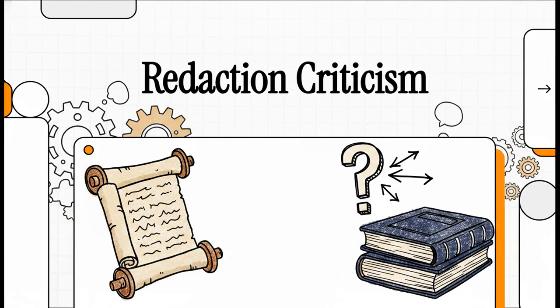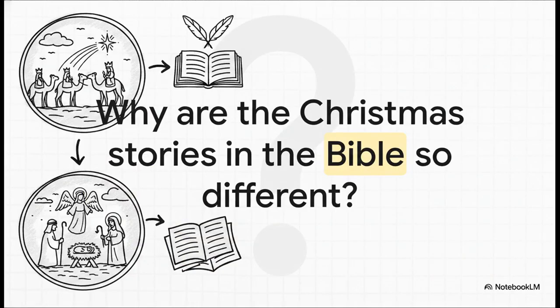Have you ever been reading an ancient text, maybe something like the Bible, and you come across two stories that are supposed to be about the same thing, but they're just different? Well, today we're going to look at an incredible tool that helps us understand exactly why that happens. And let's start with maybe the most famous example of all.